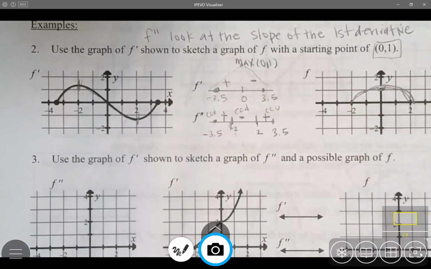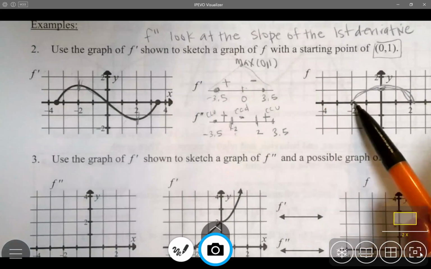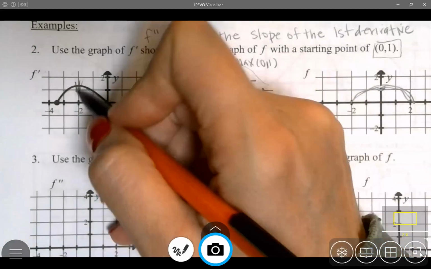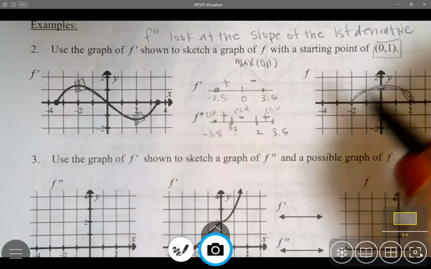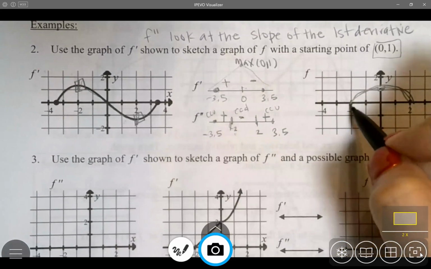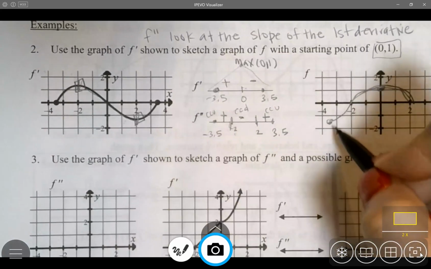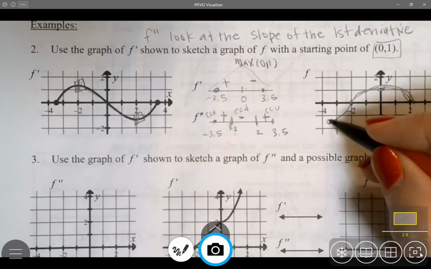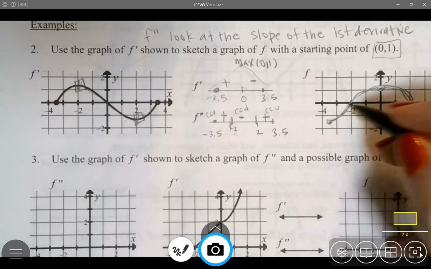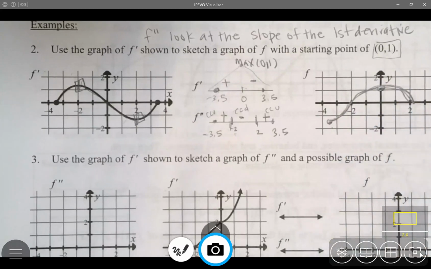Something like this, and it doesn't have to match exactly. It just has to follow the rule. At negative 2, it's an inflection point. Okay, so right here and right here, it's going to change from concave up to concave down. So somewhere at 3.5, this graph's going to stop. I don't know exactly where that point is. I just know that it stops there, okay? So I know right here it's concave up, then it switches to concave down, and now it's going to go back to concave up like this.